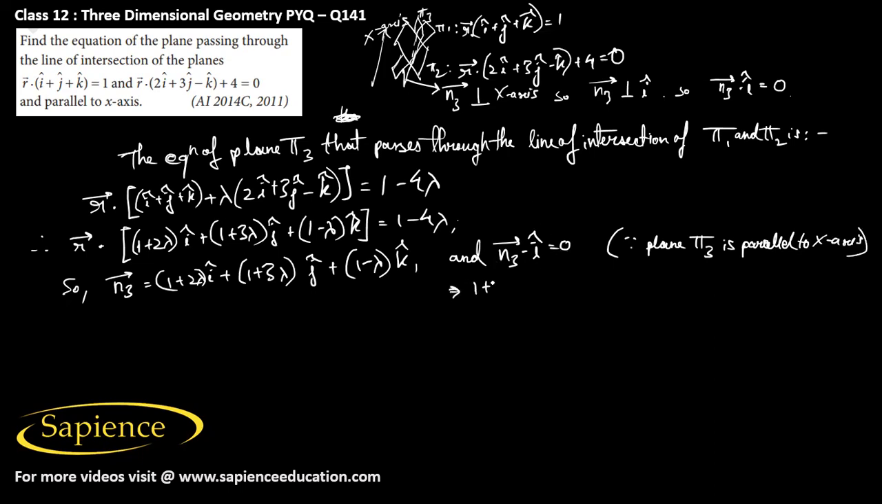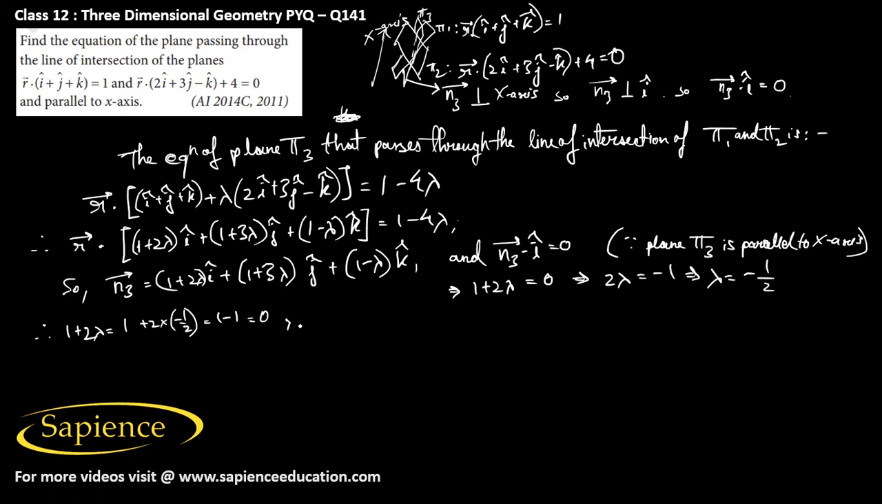Therefore, we can tell 1 plus 2 lambda is equal to 0. So 2 lambda is equal to minus 1, so lambda equals minus 1 by 2. Therefore, if we put lambda equal to minus 1 by 2, then the value of 1 plus 2 lambda will be 1 plus 2 into minus 1 by 2. So that is 1 minus 1, which is 0.